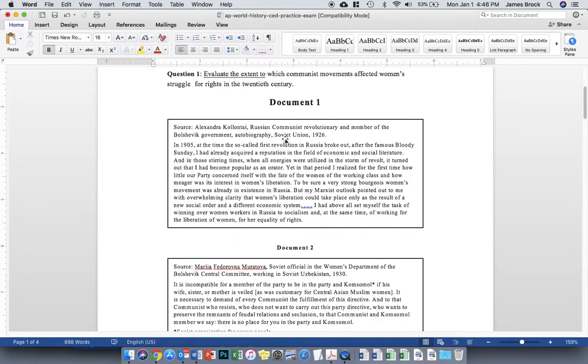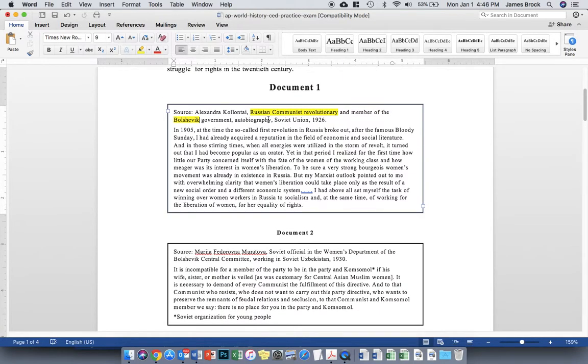So, when I'm looking at this document, the first thing I'm going to look at is what I need to know. And one thing I see right off is that this is a Russian, and it's a communist revolutionary. I promise you, I do not need to know Alexandra Kollontai's name. The Bolshevik government, I know the Bolsheviks are who took over after World War I and ran Russia, and this is 1926. So it's a member of the Bolshevik government, and it's their autobiography. So we're talking about Russia. Let's see what we got here.